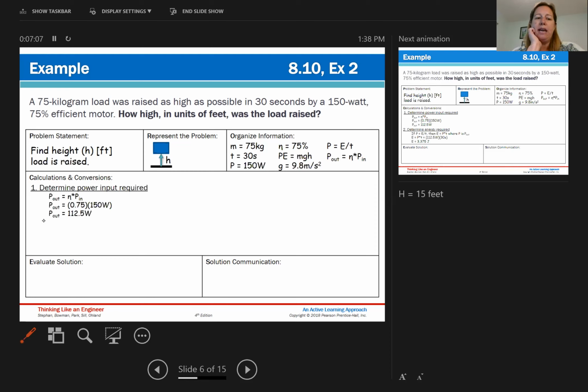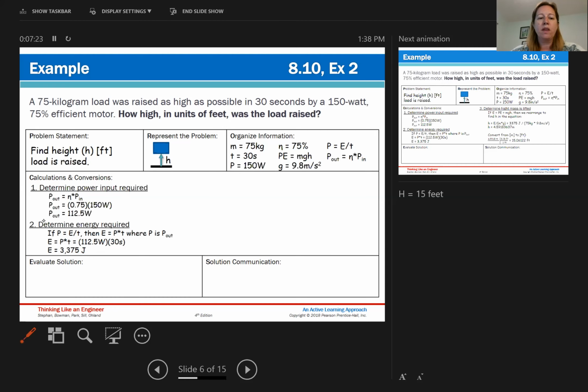So I have my P out is equal to eta times P in. I input the values that I have, 0.75 for my eta, my efficiency, which is unitless, times 150 watts. So my power out for my device is 112.5 watts. Then I can determine my energy required.